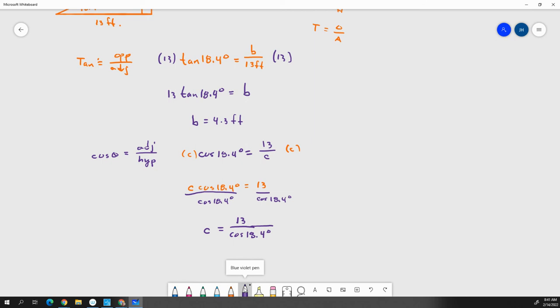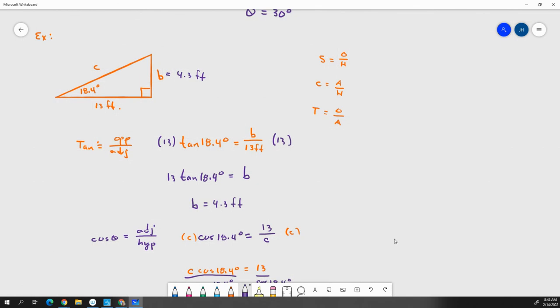About 13.7 feet. I don't know why I wrote 4. I said 7. I wrote 4. So we know now that this is 13.7 feet.